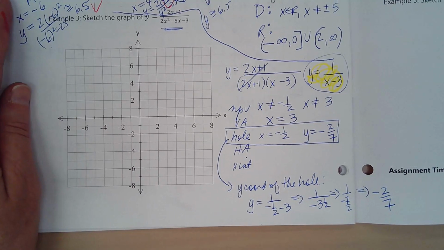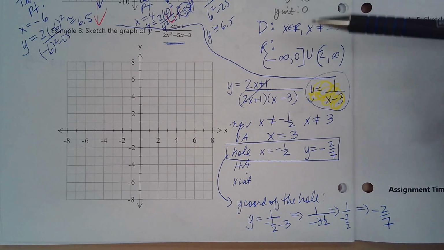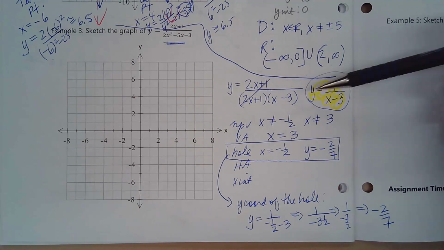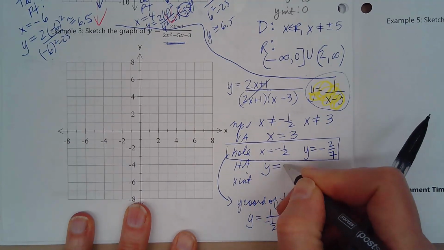It's going to be kind of hard to see on a graph, but what is 2/7? 2 divided by 7 is about 0.3. Okay, I'll just keep that in mind. Okay, is there a horizontal asymptote? Let's see. No. Well, I have more x's on the bottom than the top, right? So that means y equals 0 is my horizontal asymptote.